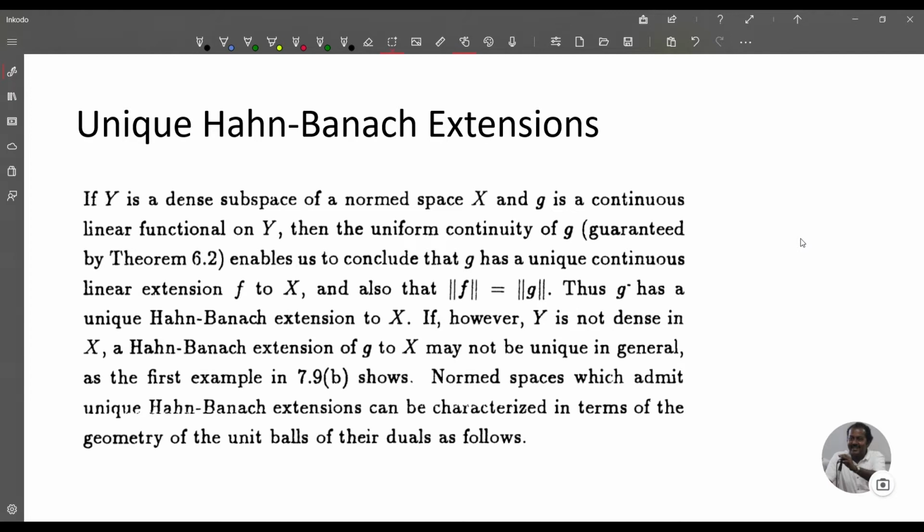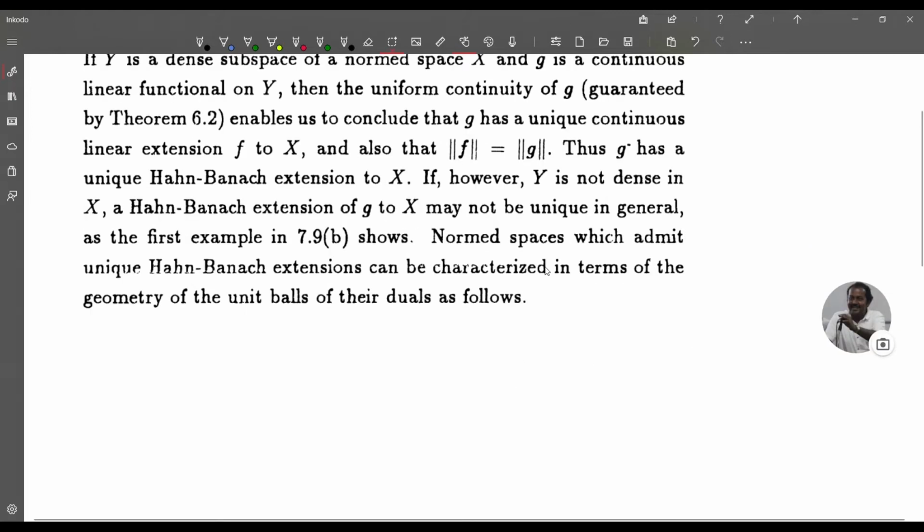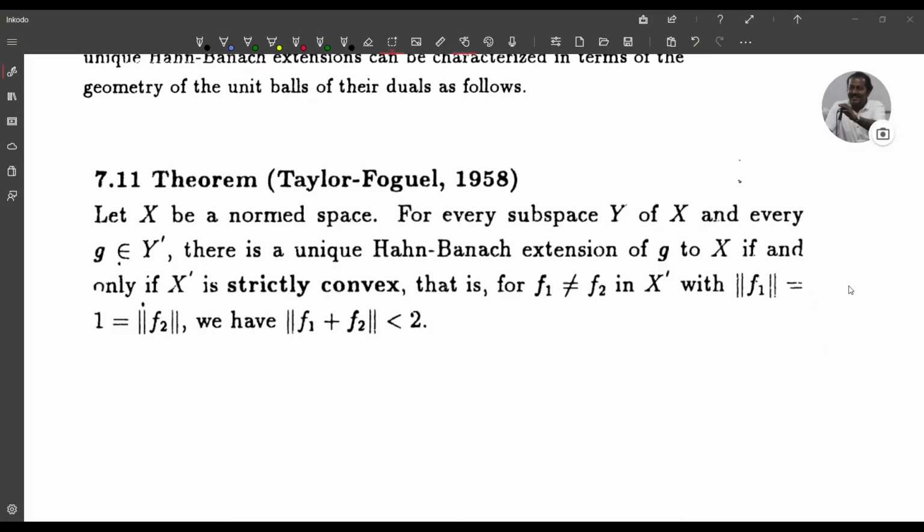If, however, Y is not a dense subspace of X, a Hahn-Banach extension of G to X may not be unique in general. So we are going to form a characterization for existence of unique Hahn-Banach extensions. Normed spaces which admit unique Hahn-Banach extensions can be characterized in terms of the geometry of unit balls of their duals. So it is discussed in the following theorem, by Taylor and Foguel.